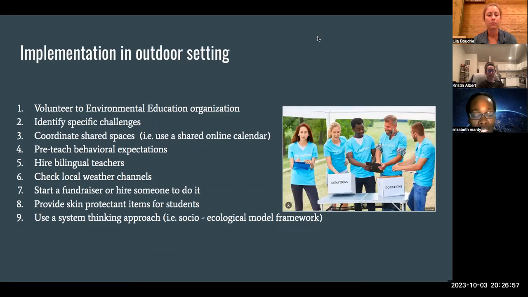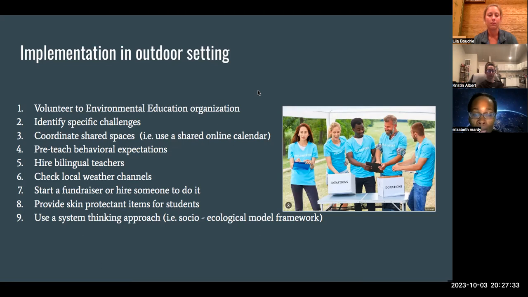Now, there are implementations for outdoor settings. There are ways to solve any problems you may have, such as volunteering for an environmental education organization. This way you can learn and incorporate that knowledge into your classroom to have the confidence to teach the outdoors to your students. And also, you can identify specific challenges in an individual class or school. You can also have a shared online calendar so that everyone is on the same page. And when it comes to class management concerns, you can address them by pre-teaching the behavior to the students.